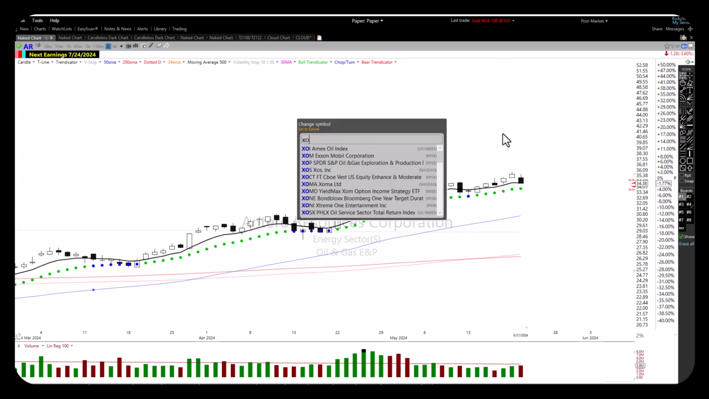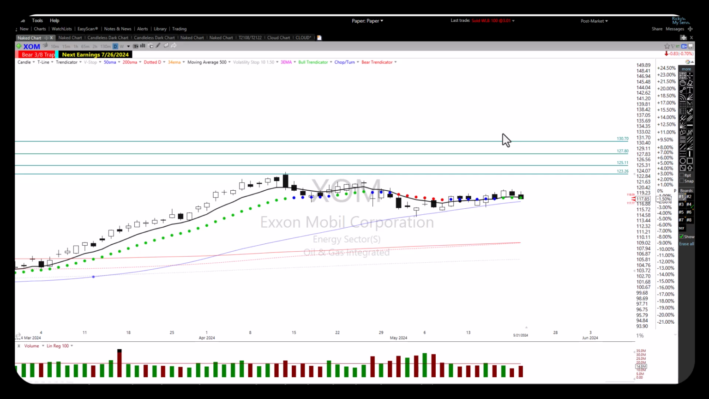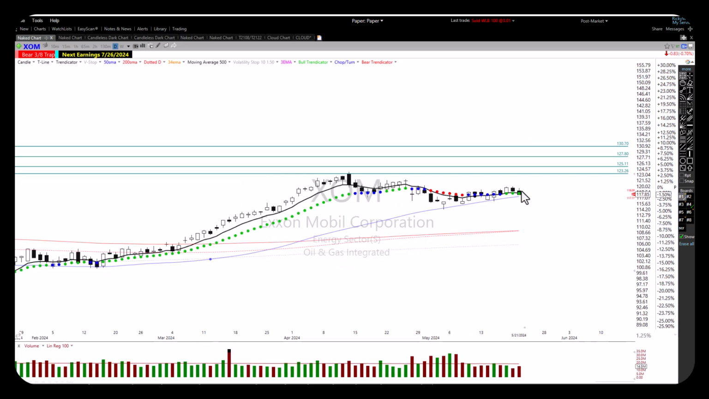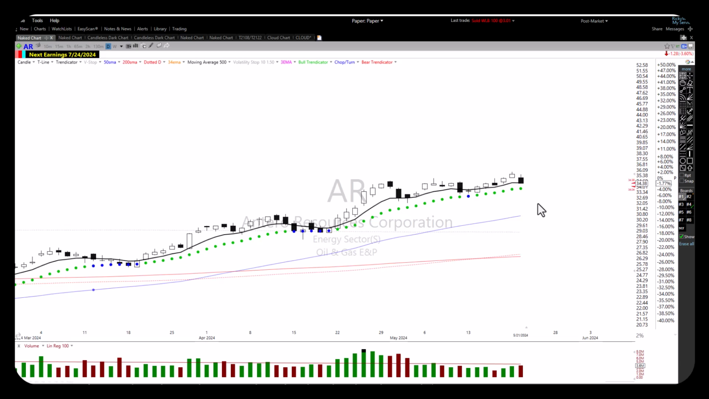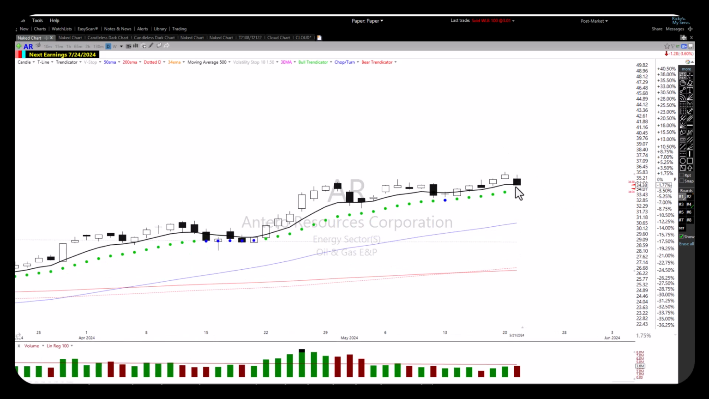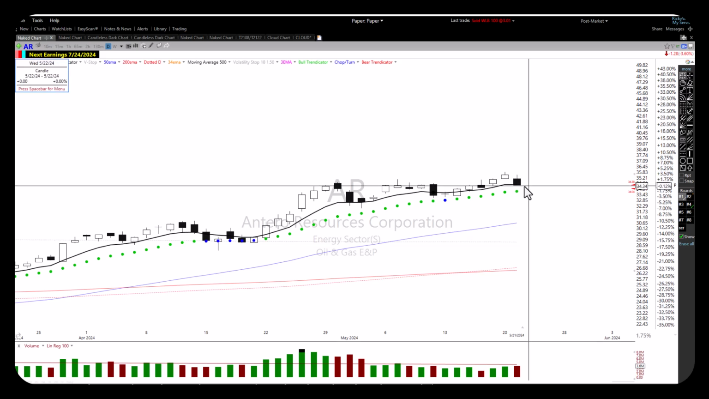For whatever it's worth, I'm in XOM, and I'm probably going to dump it if it just gets any more ugly here. It's not working out the way I want. Energy is not exactly going crazy right now. And that AR, I just don't understand the buy in it. Unless it's just trying to pick that bottom. Unfortunately, it could slide down a bit more.